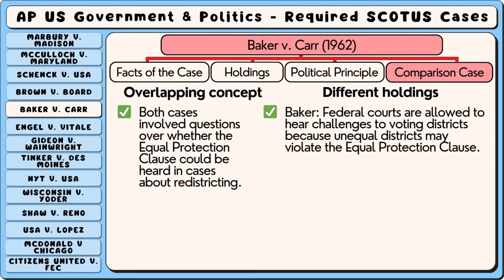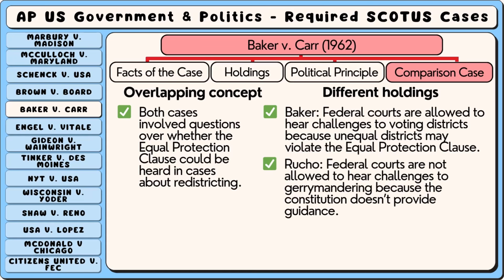The holding in Baker versus Carr was that federal courts are allowed to hear challenges to voting districts because unequal districts may violate the Equal Protection Clause. The holding in Rucho versus Common Cause was that federal courts are not allowed to hear challenges to partisan gerrymandering of voting districts because the Constitution does not provide clear standards for judging when political influence becomes unconstitutional.